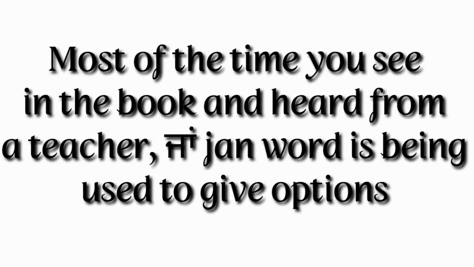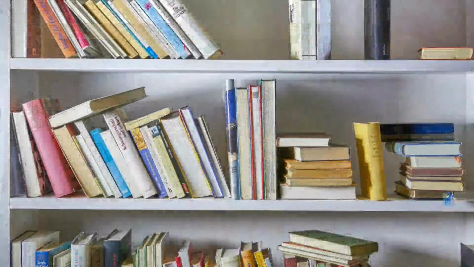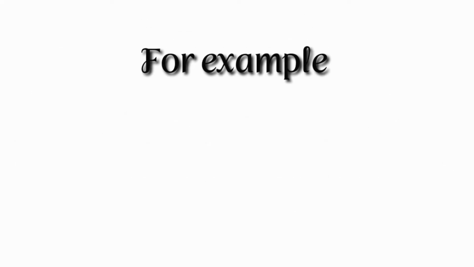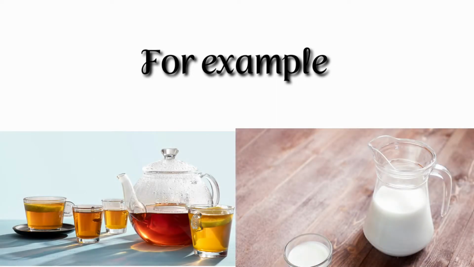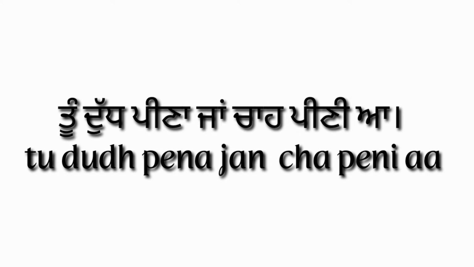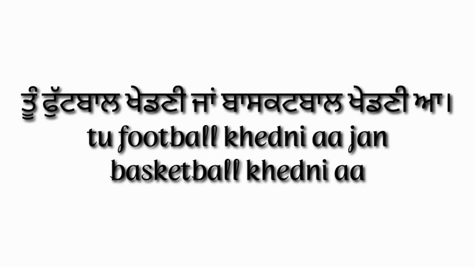So let's get started. Most of the time you heard, or maybe you see from the teacher and in the books, it is ja or mean ja. Like if I give you examples, like if you have to say, do you want to drink tea or milk? Right, in Punjabi, ਤੂੰ ਦੁੱਧ ਪੀਣਾ ਜਾਂ ਚਾਹ ਪੀਣੀ ਆ? Alright, it's ਜਾਂ ਤੂੰ ਫੁੱਟਬਾਲ ਖੇਡਣੀ ਆ ਜਾਂ ਬਾਸਕਟਬਾਲ ਖੇਡਣੀ ਆ? It's ਜਾਂ. But this is not the most popular.